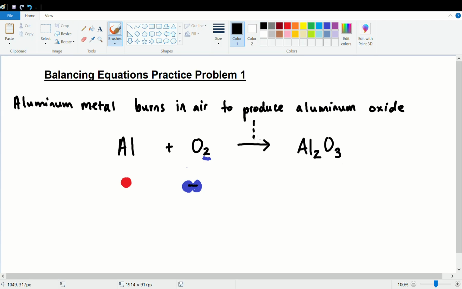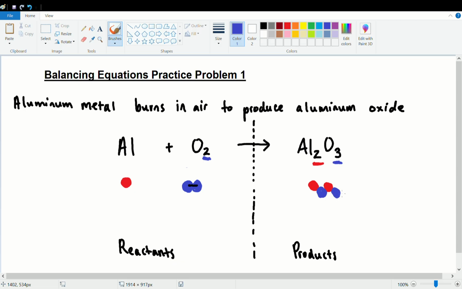I also like to draw a dividing line over the arrow to show me very clearly where the reactants are and where the products are. Now, I'm going to take my red and my blue dots and draw them over here. Remember that I'm going to draw 2 aluminum atoms in red and 3 oxygen atoms in blue. And then I'm going to connect them all together because those little subscripts indicate that the atoms are actually connected together.